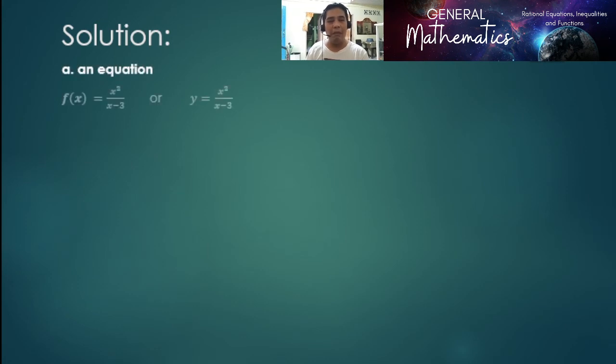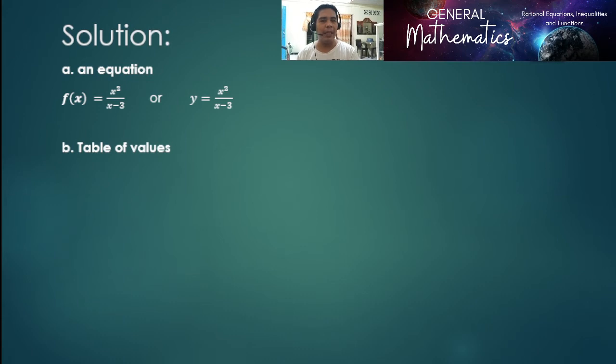Where given, yun na rin yung sagot. F of x equals x squared over x minus 3. Or, palitan nyo lang yung f of x ng y. Y equals x squared over x minus 3. And you already have an equation that represents the given function.